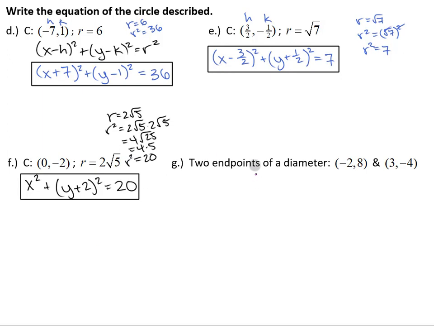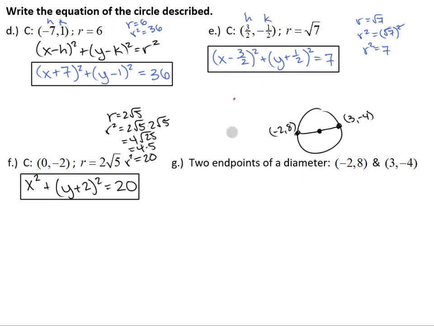Okay, this last one, not the very last one for our notes, but last one in this section, two endpoints of a diameter. Ooh. So all I know is if I have a circle, two endpoints of a diameter with these coordinates, -2, 8. I don't care that they're nowhere near accurate. Here's a diagram, right? But if this is a diameter, I know that it goes through the center.